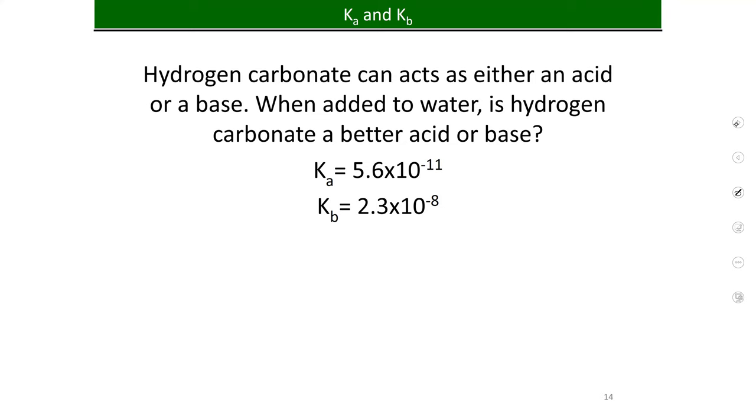Hydrogen carbonate can be an acid and it can be a base. It's a better base, but that doesn't mean it stops being an acid. All of those tiny hydrogen carbonate molecules floating around in solution are doing their own thing. On average, more of them will act as a base than an acid, but there's still a few of them acting as an acid at any given point.